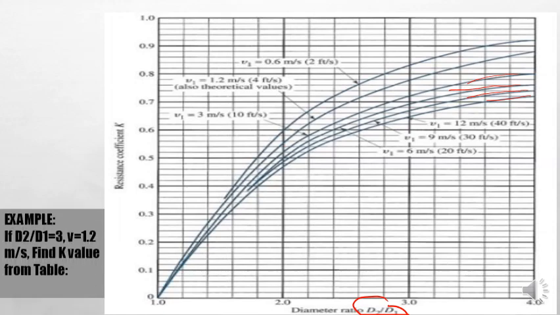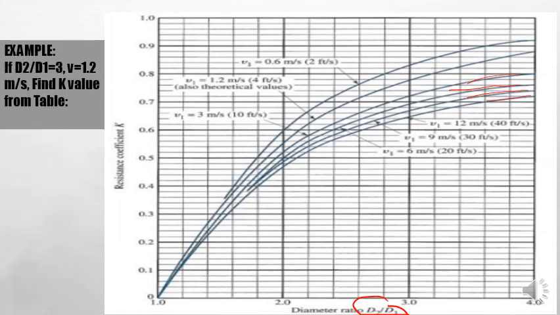Let's try an example. If D2 divided by D1 is equal to 3, it's just this one. And V equals 12. Sorry, it's not 1.2, it's actually 12. So what is your K? Just get the intersection there and you will get K equal to 0.64.